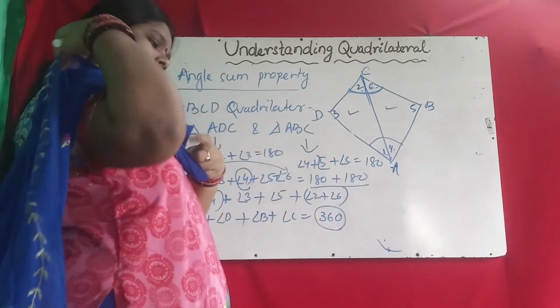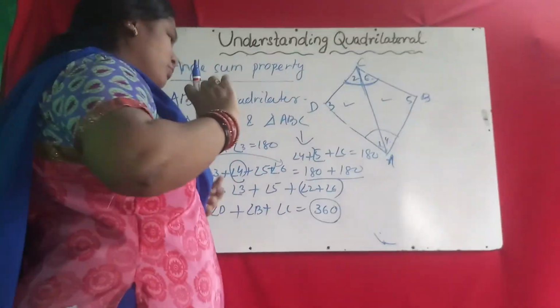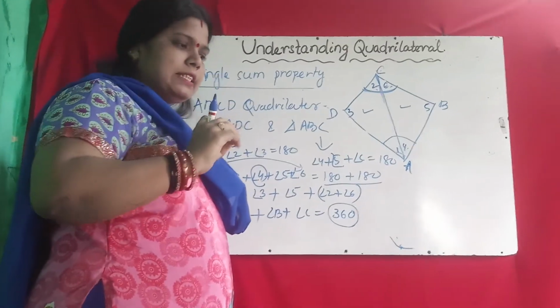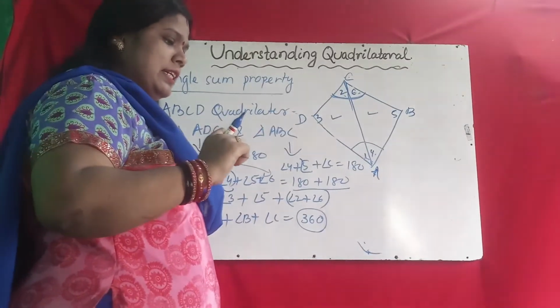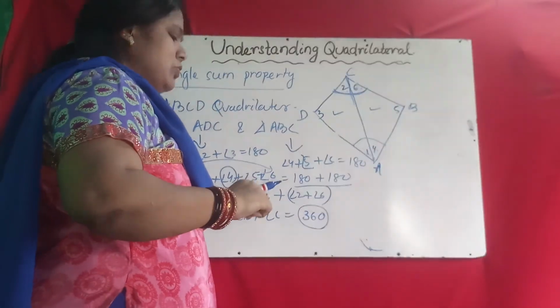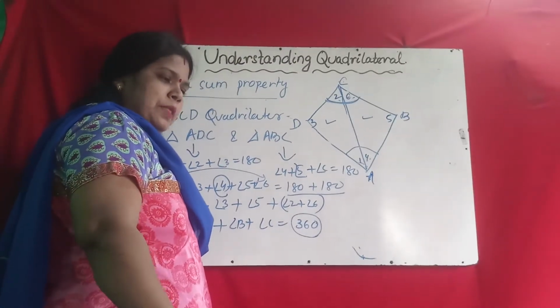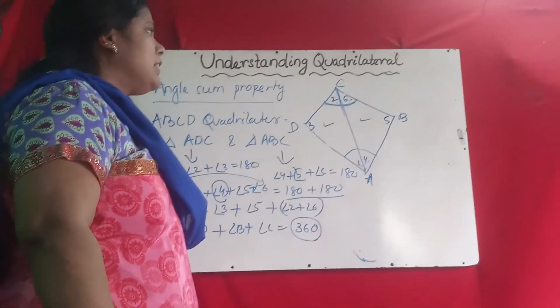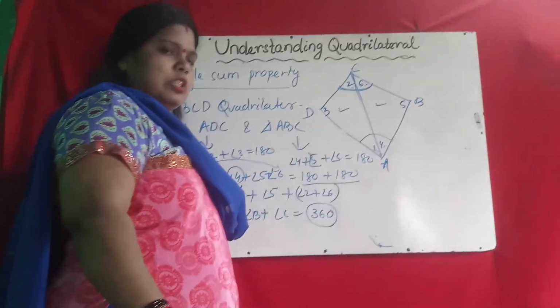So a quadrilateral has 4 angles. When you add the sum of the 4 angles, it is 360 degrees. Like this you can calculate. So this is all about understanding the quadrilateral. I hope you could understand about the quadrilateral.